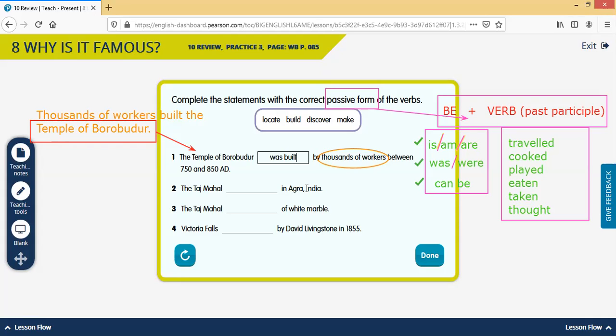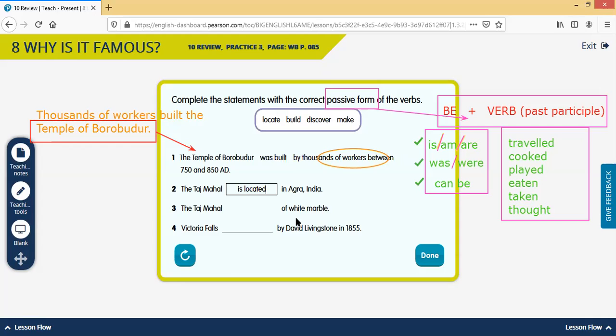All right, now let's see. For number 2, we have the Taj Mahal in Agra, India. We're talking about the place where we can see the Taj Mahal. So we're talking about location. The Taj Mahal is located, I say is because we're talking about the present. The Taj Mahal is located in Agra, India.